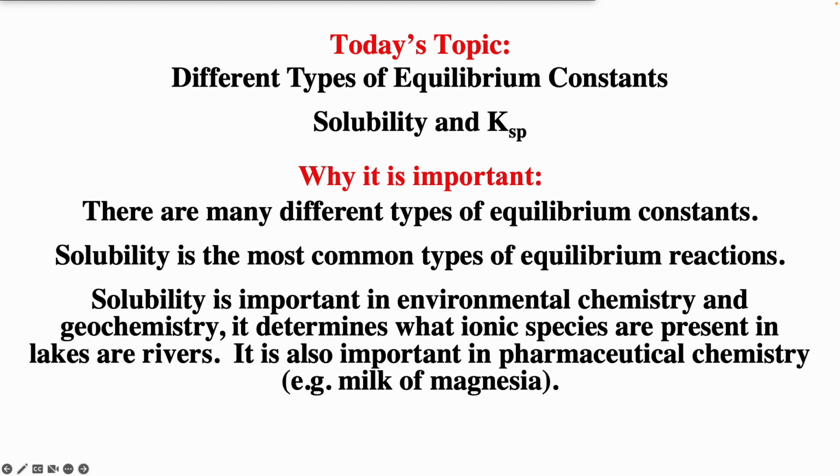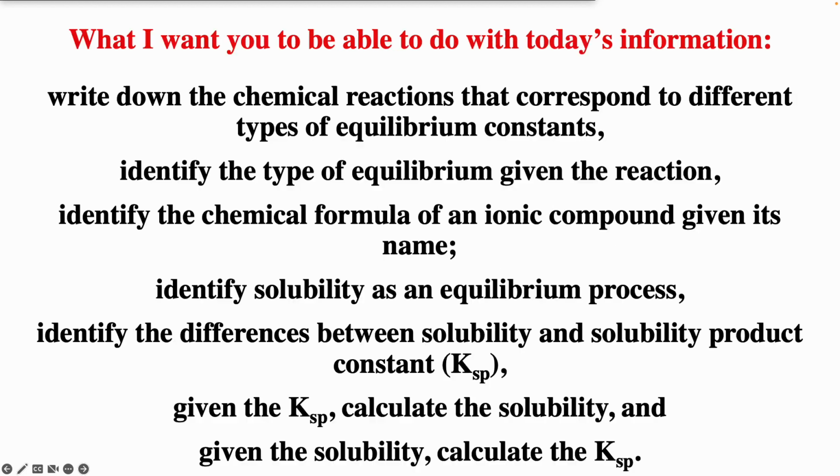Solubility is important in environmental chemistry and geochemistry. It determines what ionic species are present in lakes and rivers. It's also important in pharmaceutical chemistry, for example, how drugs dissolve.